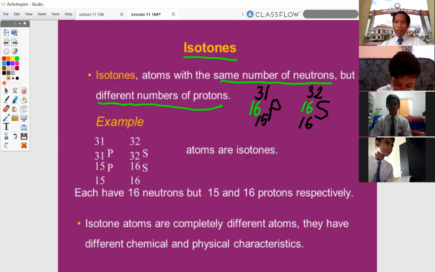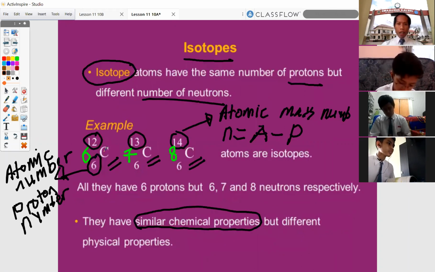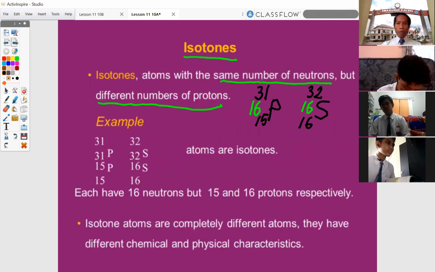Now, what is the difference between isotones and isotopes? In isotopes, they are the same atoms, isn't it? The difference is just the mass number: carbon 12, carbon 13, and carbon 14, as you can see in the previous slide. All of them are carbon. If it is isotopes, they are the same atoms. In isotones, there are different atoms.